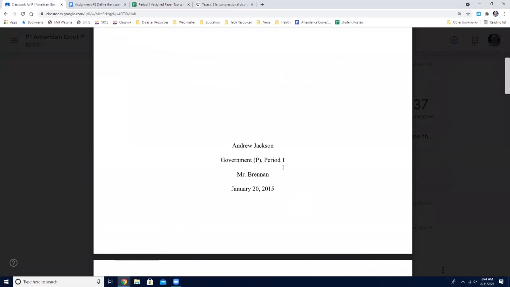Now, strangely enough, a lot of people make mistakes when they're using my templates. If you just copy it, your name goes here. Replace this. Government, period one. This is period one. You'll be surprised how many people who are like in period six will turn it in. It says period one. My name, that's fine. And then the date that it's due. And it's due on September 7th. So it should say September 7, 2021.